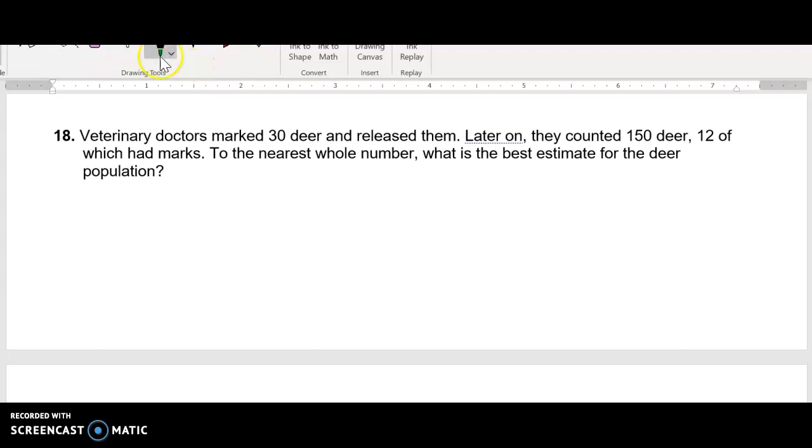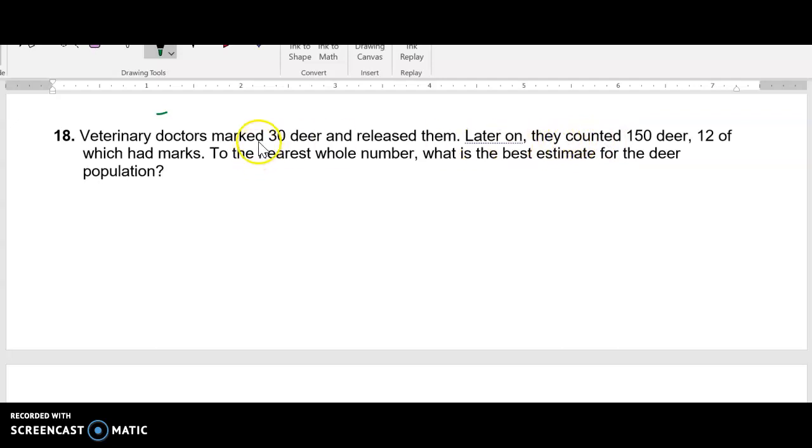Good morning. I'm finishing up the review, and I said I would come back to problem 18. Veterinary doctors marked 30 deer and released them. Later on, they counted 150 deer, 12 of which had marks, to the nearest whole number. What is the best estimate?